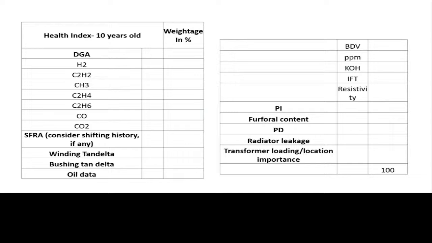Then winding tan delta, you will have to give a weightage like DGA. So you will give it 10% maybe. Actually, I wanted to do this exercise, we have positive time. We wanted your feedback, your understanding of the subject, what weightage you want to give. Then bushing tan delta, we'll give 20% weightage because transformer failure due to bushings is very high.